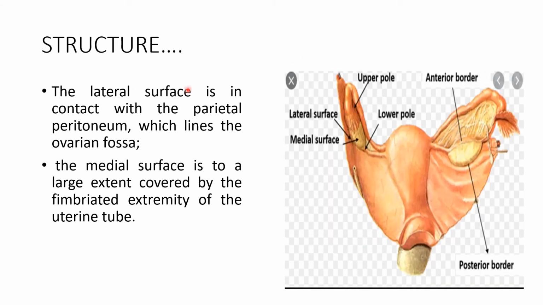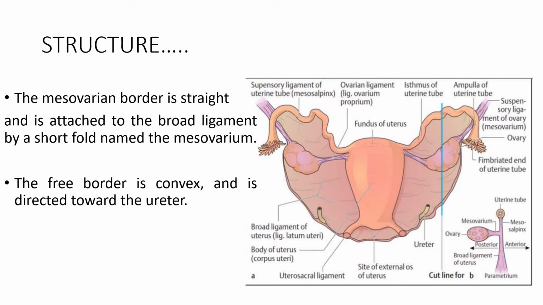About the lateral surface of the ovary, it is in contact with the parietal peritoneum which lies in the ovarian fossa. This is the lateral surface, this is the parietal peritoneum. Then the medial surface is to a large extent covered by the fimbriated extremity of the uterine tube. This is the medial surface, this is the fimbriae, and the medial surface is mostly covered by the fimbriae of the uterine tube.